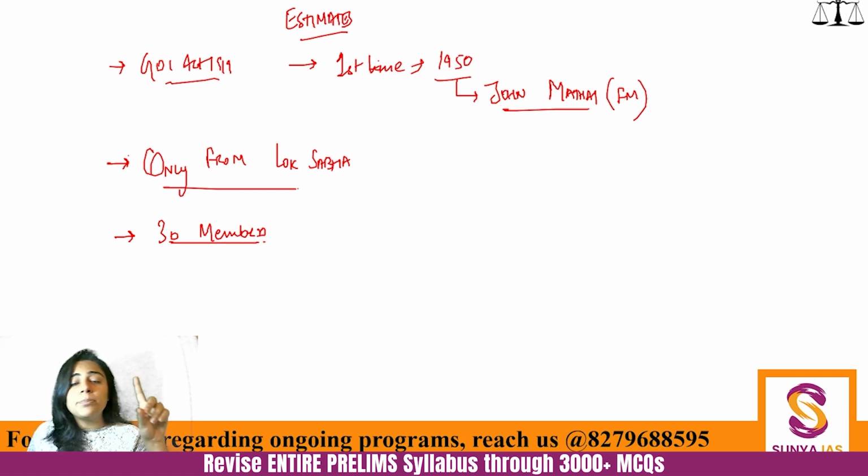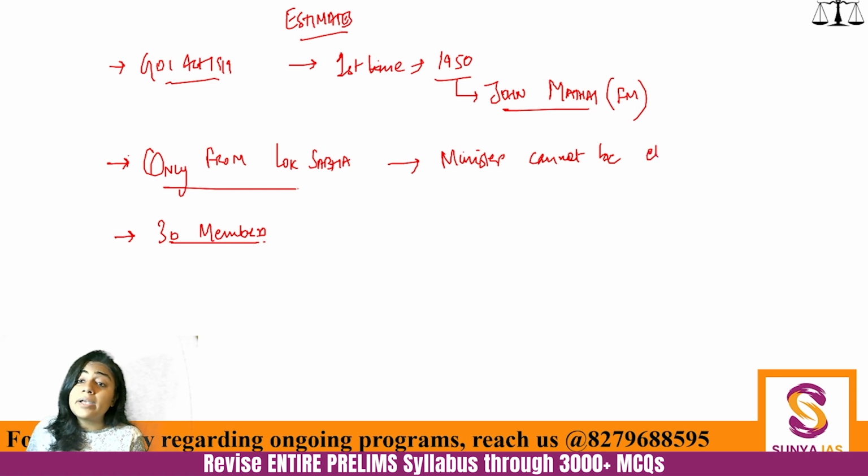How many members do department-related standing committees have? 31 members. How many members does the Public Accounts Committee have? 22 members. Okay. These details are very, very important. Even in this, a minister can't be elected as a member. Minister cannot be elected. But can a person from the ruling party be elected? Yes, absolutely can be elected. Okay. So this is very clear.